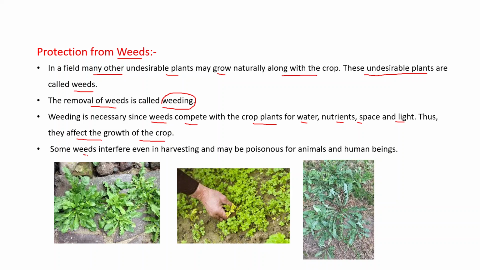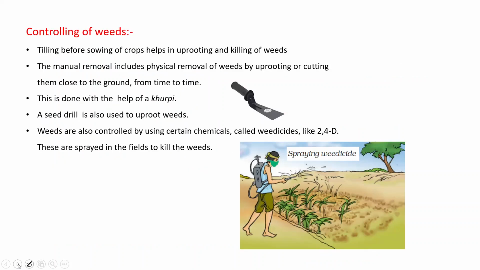Some weeds interfere even in harvesting and may be poisonous for animals and human beings. In these diagrams, these unwanted plants are shown. These are the weeds. How can we control the weeds?